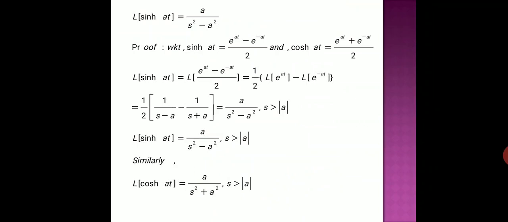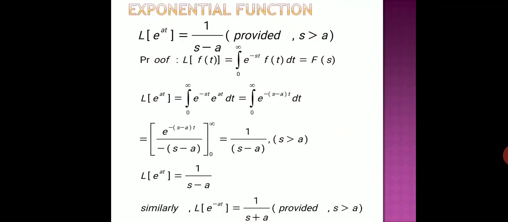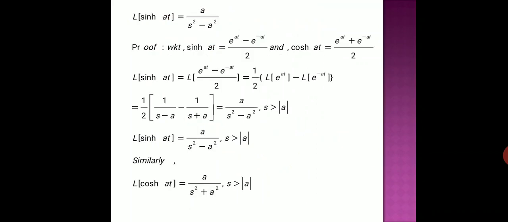Here we are using one of the properties of Laplace transformation, the linearity property. In the next few slides we will see what the linearity property is. Inside you multiply the L value here, we get 1 by 2 into L of e power at minus L of e power minus at. Already we know the second formula, the exponential formula, L of e power at is equal to 1 divided by s minus a. You have to substitute this value here.